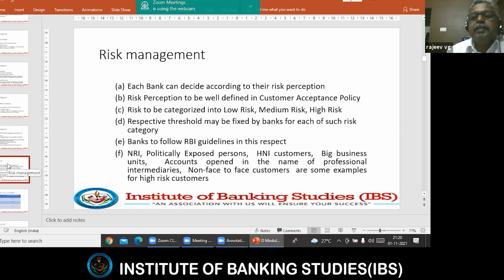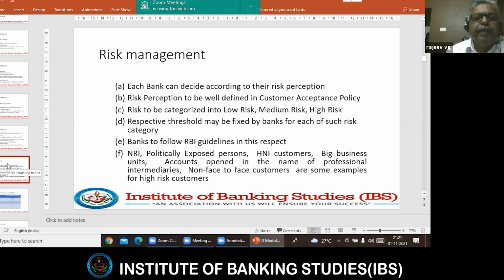Salary accounts are there, subject to certain turnover restrictions, even in salary, because there may be people who are drawing bigger salaries. Normally the lower level employees and all the people who come under financial inclusion come under the low risk category. For salaried persons and other people, there are certain restrictions regarding the total turnover. That will be different for different banks. Okay. Government accounts. I'm just giving some, because I'm not giving the entire list.